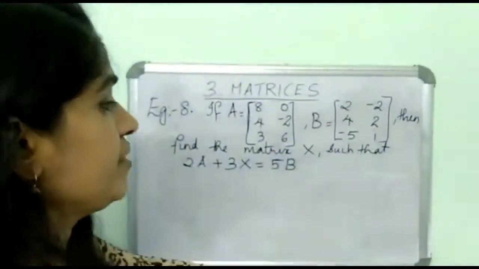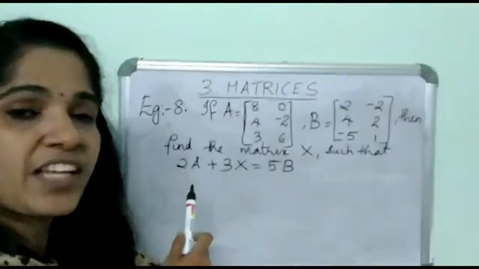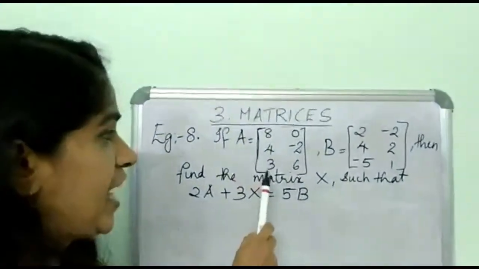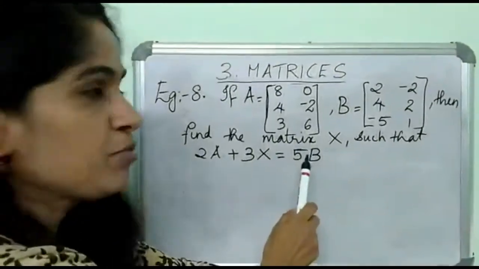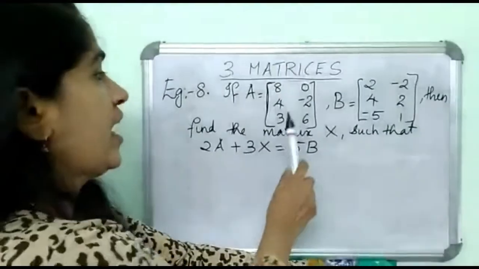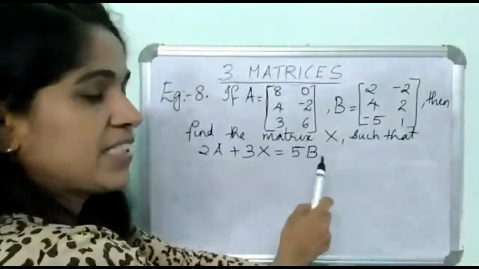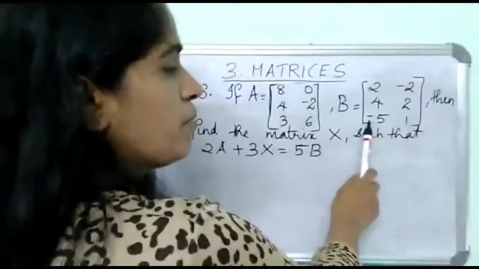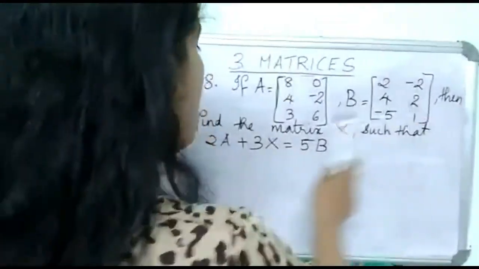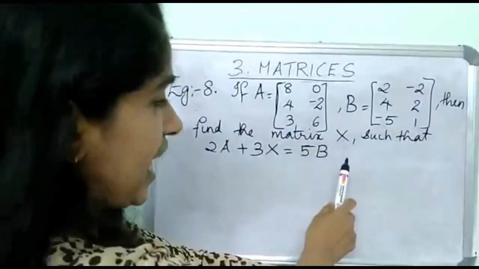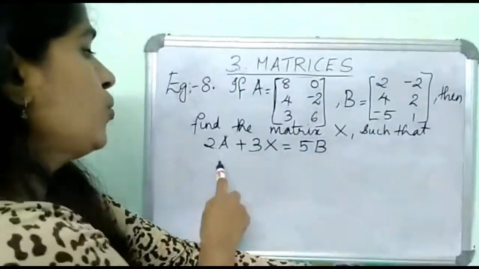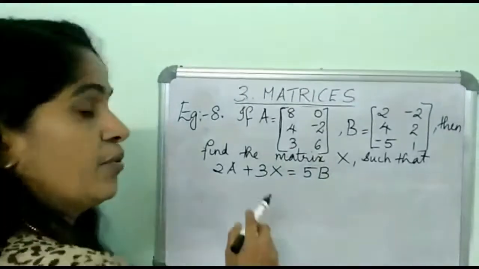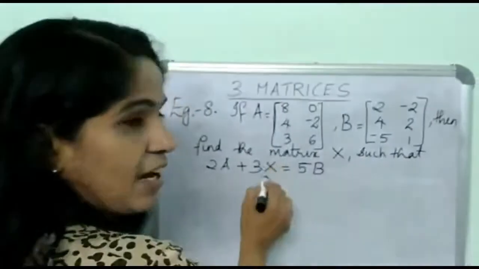Let's start with the question, which is example 8 of the NCERT textbook. The question is, if A equals a 3 by 2 matrix, look at the rows: 8, 0, 4, minus 2, 3, 6, and B equals 2, minus 2, 4, 2, negative 5, 1, then find the matrix X such that 2A plus 3X is 5B. So you are to find the matrix X now.